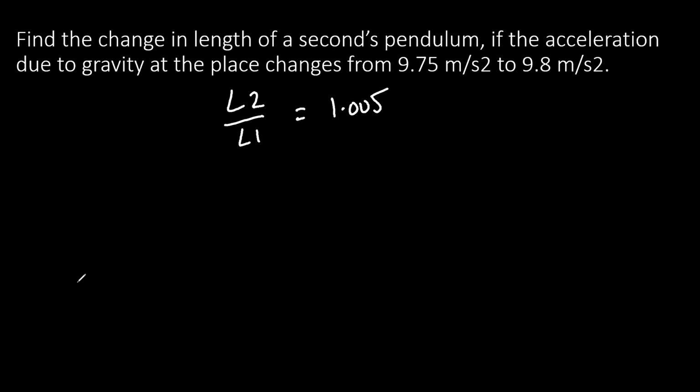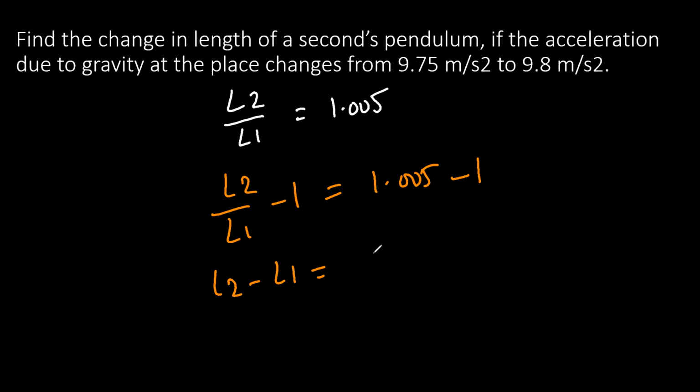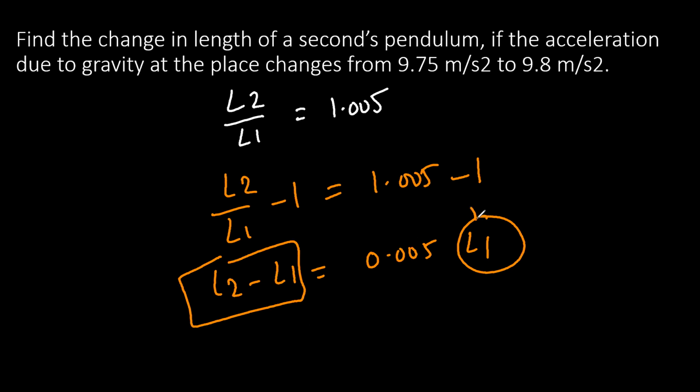Now what do you require? L2 minus L1. So you subtract 1 on both sides: L2 by L1 minus 1. This will become L2 minus L1, which will become 0.005 L1. So what is the change in the length? It is 0.005 times L1.